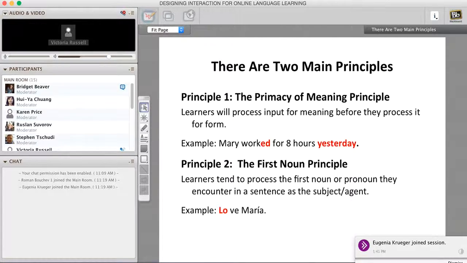With processing instruction, learners would be alerted to their tendency to process the first word that they encounter as the subject. They would be reminded that lo is not a subject pronoun, but rather an object pronoun, and that subject pronouns are very often dropped in Spanish.